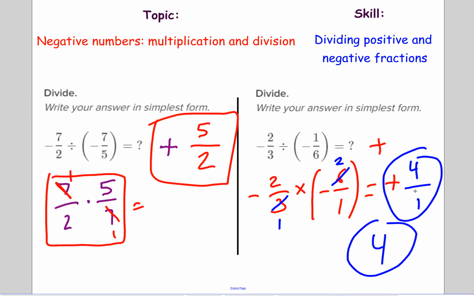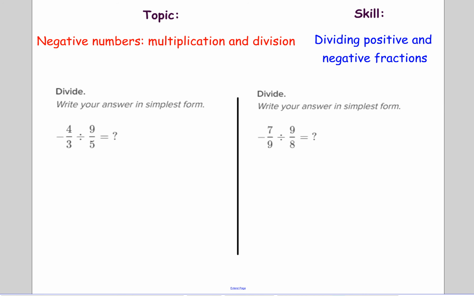If you put 4 over 1 into Khan Academy, it's going to say your answer is not fully simplified. It might even mark you wrong. I know I wouldn't give you full credit for 4 over 1. No, 4 over 1 is 4. All right, a couple more here. Write your answer in simplest form.